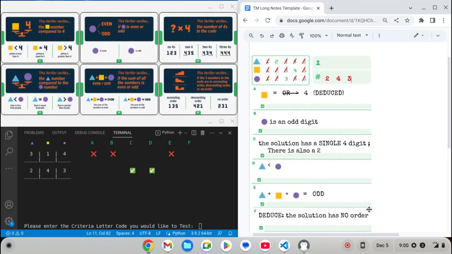So no doubt, having the recollection of a criteria card like D and F helped us outright deduce the ordering. So we didn't have to test that. So that was a great advantage that gave us that win.